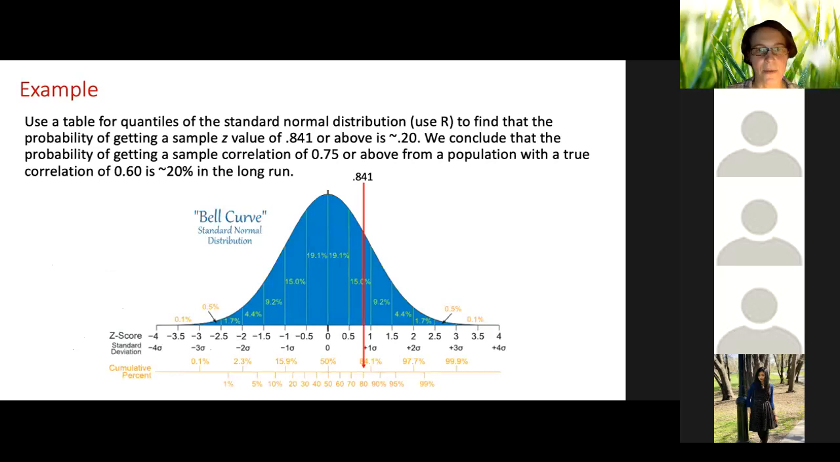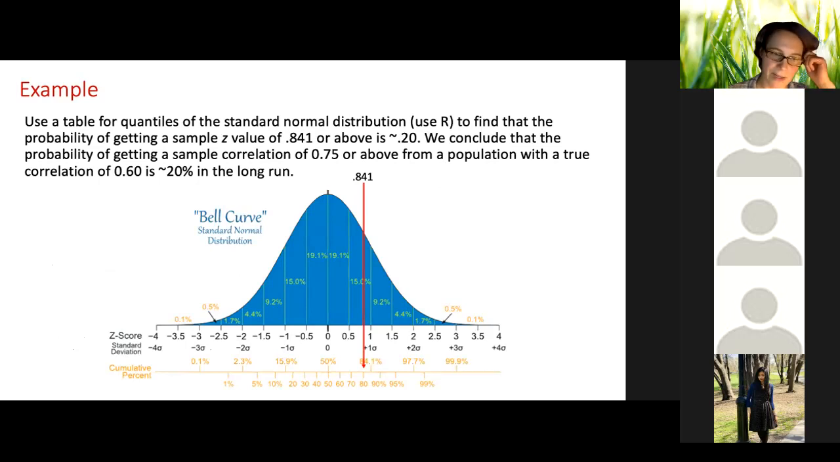Okay, so if we then use our nice pnorm in R, we can get the probability of getting a z-value of 0.84. And that probability is about 20%. So you can check that.